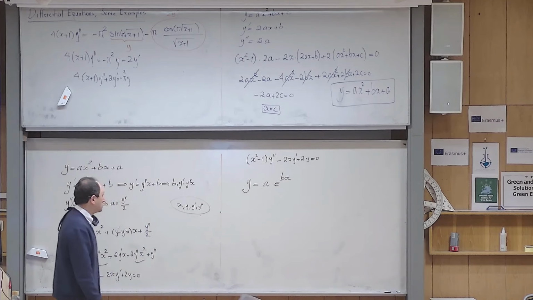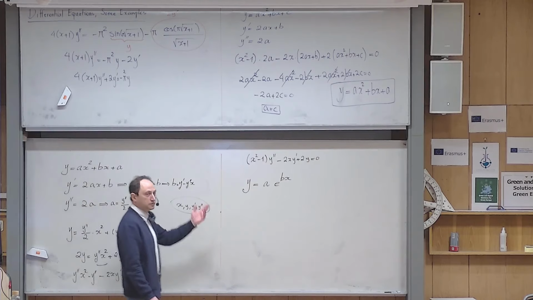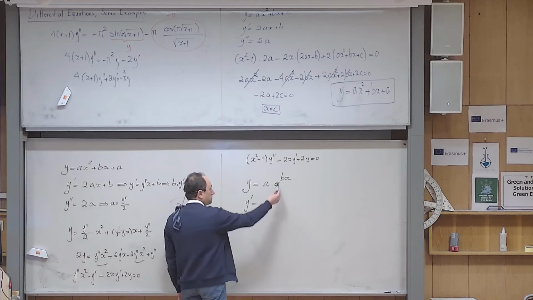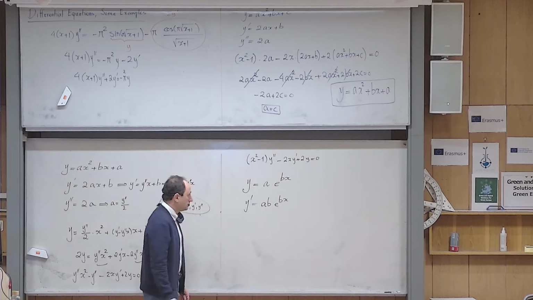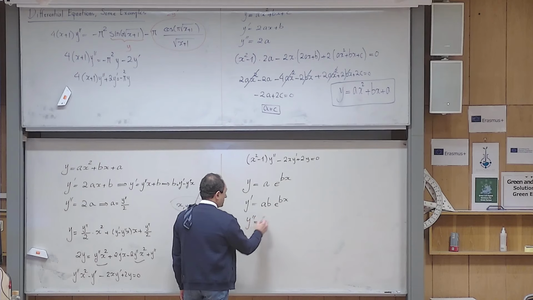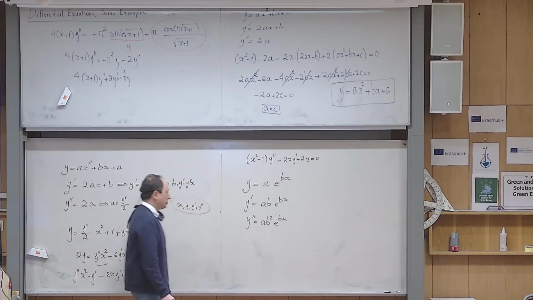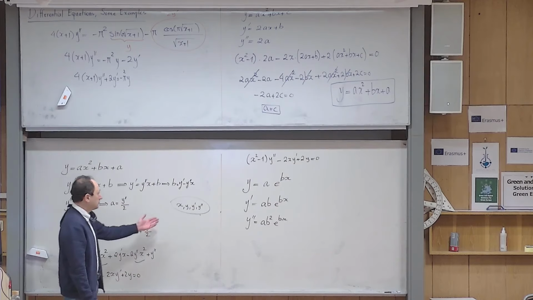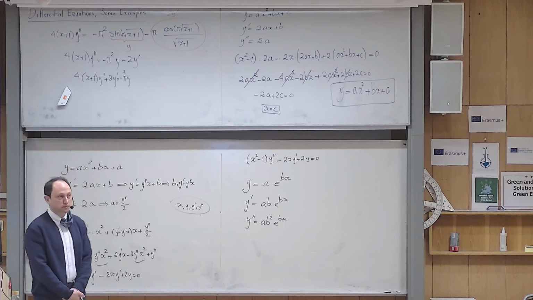So what do you do? You know that y double prime should be there, so we start differentiation. I would calculate y prime. So what's y prime? b goes down, and the function repeats itself. And then y double prime is what? b goes down and the function repeats itself. And now you know the target. The target is to get rid of a and b, while keeping all of them or some of them. But y double prime is a necessity. So what do you do?